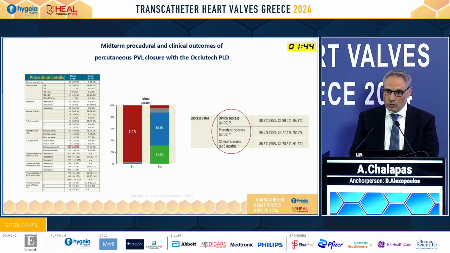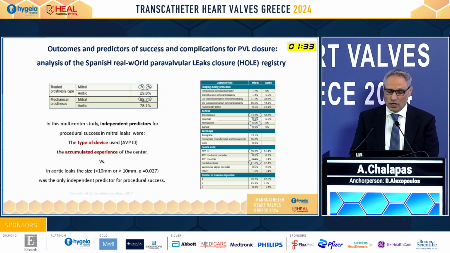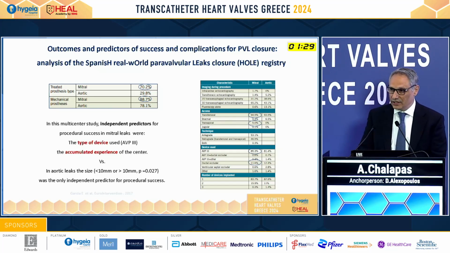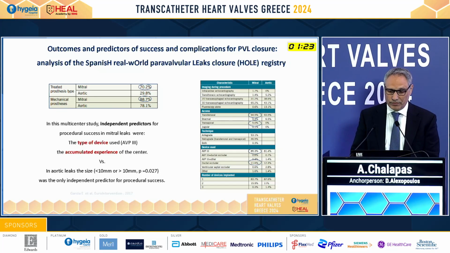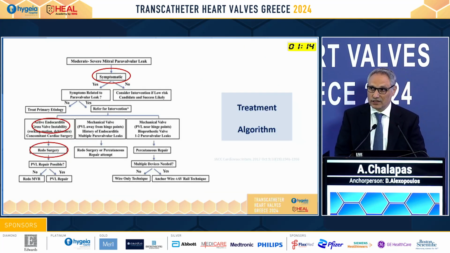Data coming from the Occlutech showing that the rectangular in-shape device is the most common in use, up to 70% of the cases, and that the device, procedural and clinical success were most of the cases 90%. And of course, regarding the predictors, we always have to think of the type of the device and the experience of the center. These are data coming from Spain, from the whole registry, as opposed to the paraaortic defects, where the size is the only independent predictor for procedural success.